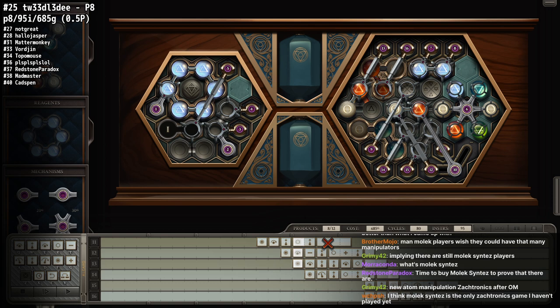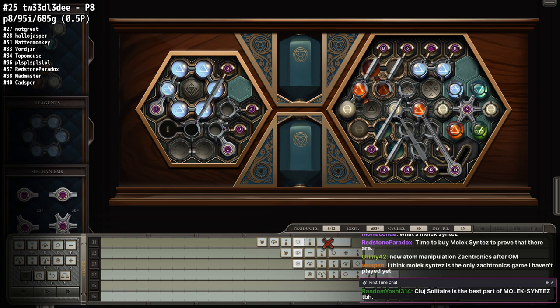Also, shout out to anyone in chat who actually did play Molex Synthes, even though I did get bored halfway through the campaign. You got halfway? I got bored halfway. It feels like I'm doing the same puzzle. Yeah, no, that was my gripe with it. But yeah, Kluge Solitaire is the best part.